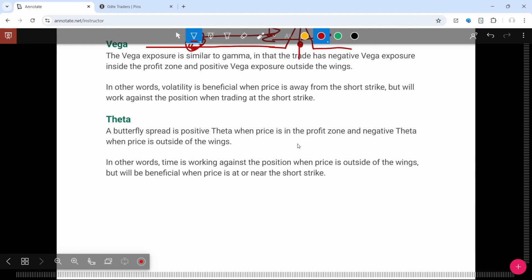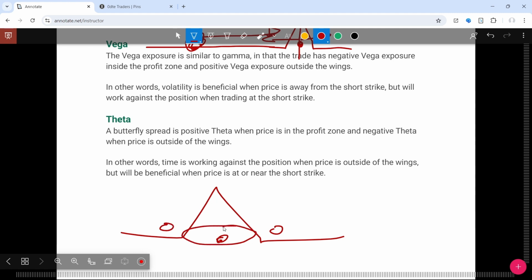Now, as far as theta goes, you are positive theta when the price is in the profit zone, right? So positive theta in the profit zone, negative theta when price is outside the profit zone. So in other words, think about it this way. When you are inside the profit zone, time is working in your favor. When you're outside the profit zone, time is working against you. Something we need to keep in mind here is even though this is a debit strategy, the main profit mechanism comes from theta, comes from the loss of value in those short options.